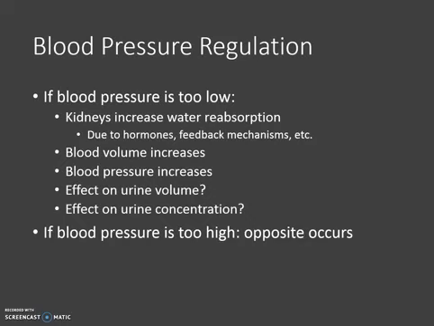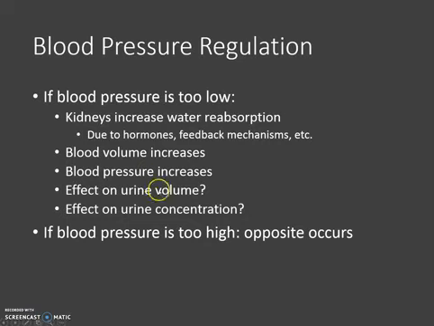The kidneys also help to maintain a homeostatic blood pressure level. So if your blood pressure gets too low, your kidneys are going to increase water reabsorption. And this primarily happens through hormones and some other feedback mechanisms. But the main takeaway here is that if the kidneys reabsorb more water, that means that more water is getting pulled back into the blood. If the volume of the blood increases, it increases the pressure of the blood pushing on the inside of the blood vessel walls. So if you increase blood volume, you increase blood pressure.